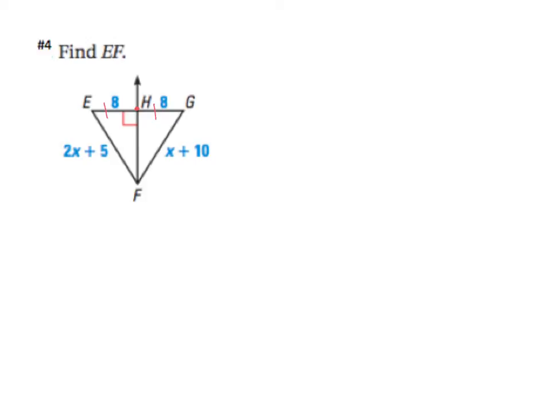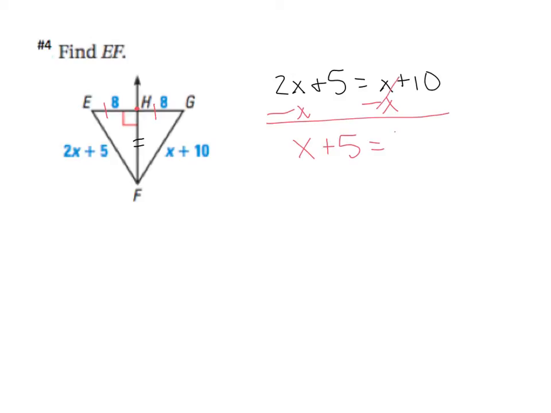So this is actually just like the previous problem. I can justify reflexive property, which means I know that these two triangles are congruent, which means I can make 2x plus 5 equal 2x plus 10 to justify finding what the value of EF is. So subtract x from both sides. x plus 5 equals 10. Subtract 5 from both sides. x equals 5. Not our answer.